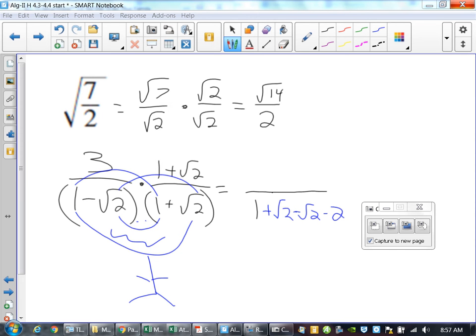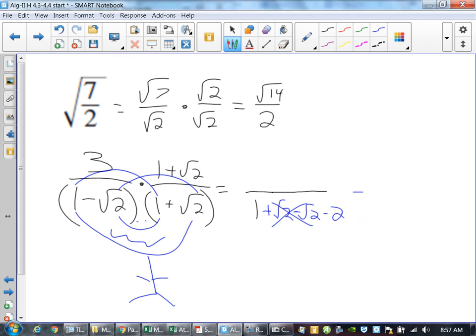Now, everybody okay why I wrote negative root 2 times positive root 2 as just negative 2? Yeah. Square root of junk times square root of junk as always. So the middle terms go out, and then your denominator just becomes negative 1. The top becomes 3 times the quantity 1 plus root 2, which you just distribute. 3 plus. And you can leave an answer like that, or you can distribute the negative up top.